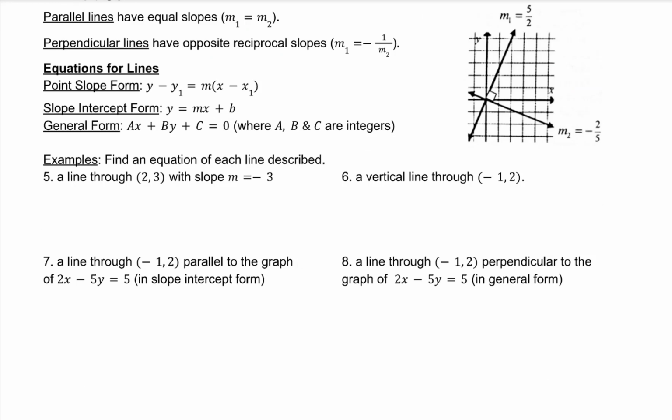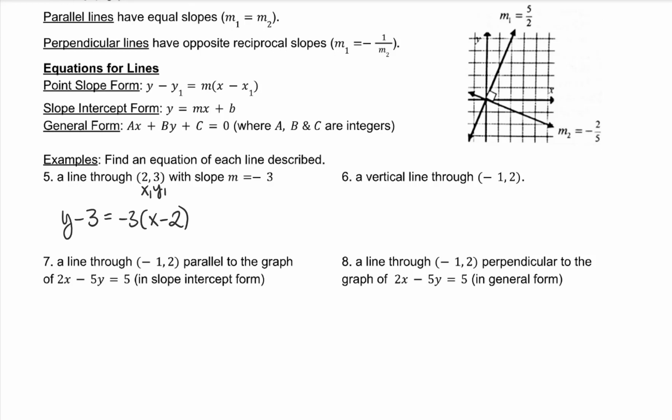A line that goes through 2, 3 with slope negative 3. I'm going to use point-slope because they did not tell me which form I needed to use. And so I have x1 here, y1 here, and my slope here. All right, y minus y1 is equal to our slope times x minus x1. That's it. That's all I need to do.